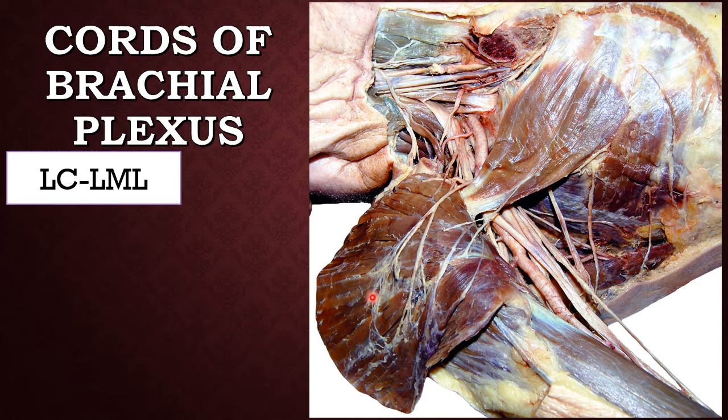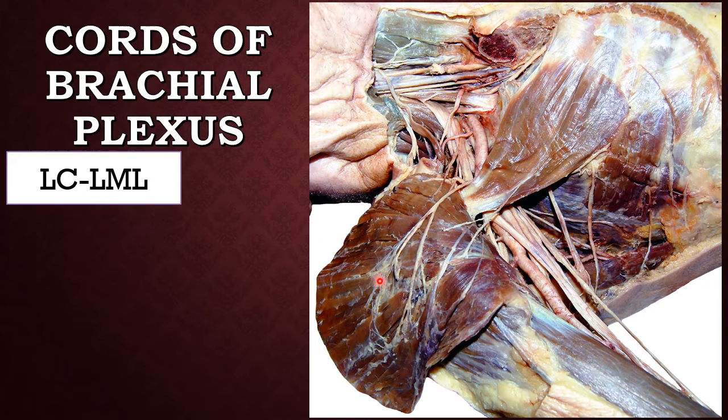To identify the nerves, you must remember the branches of each and every cord. So what are the branches of each and every cord? Three cords are there: the lateral cord, medial cord and posterior cord. The lateral cord branches are the lateral pectoral nerve, musculocutaneous nerve, and lateral root of median nerve. These three branches you remember as LML. It is a mnemonic to remember the branches of the lateral cord.